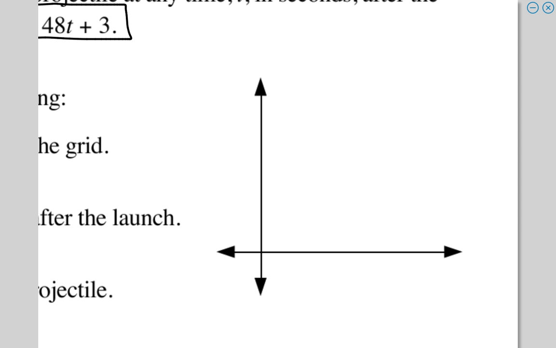Okay, for the sketch, you can see that the y-intercept is 3, so it's not going to be right at the origin. It's 3 there, and then it goes like this.